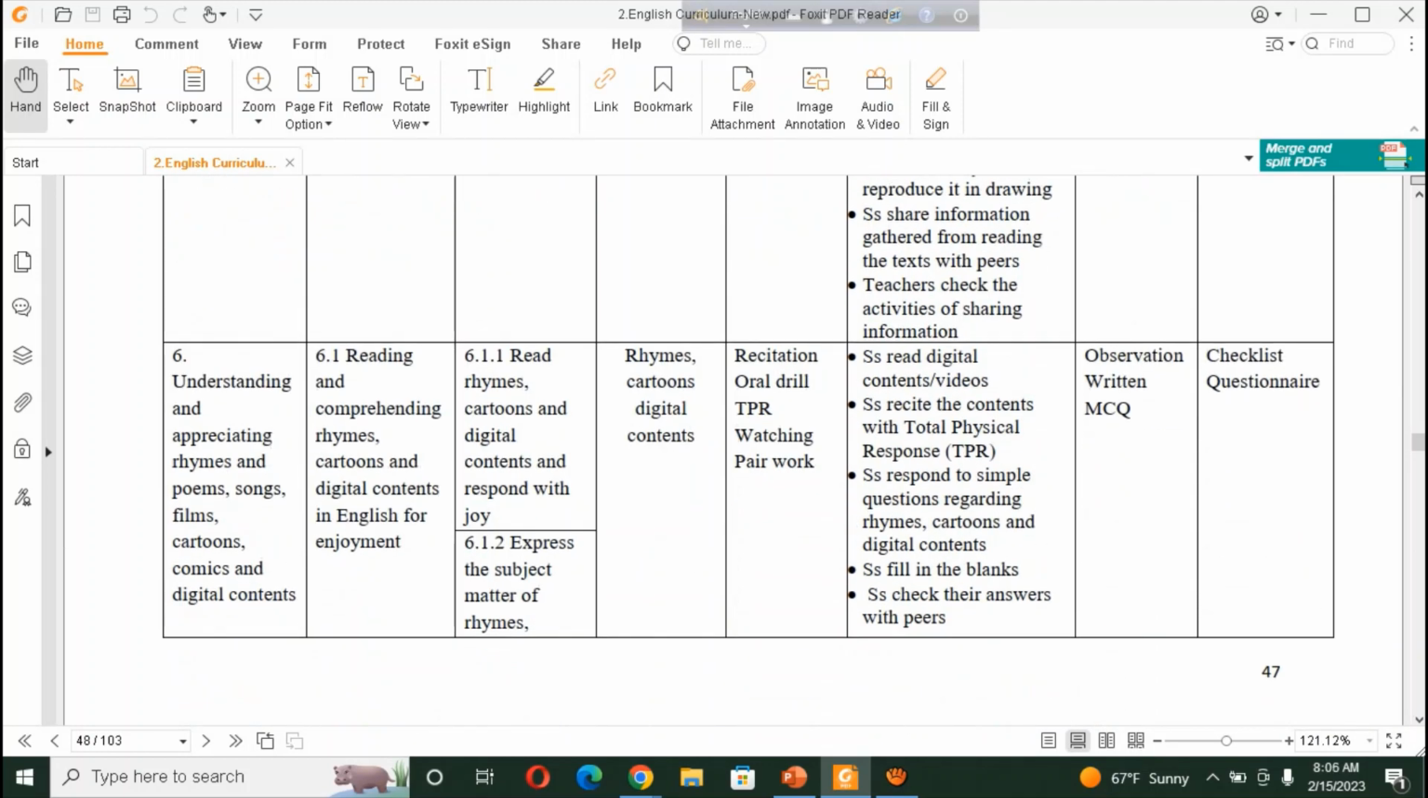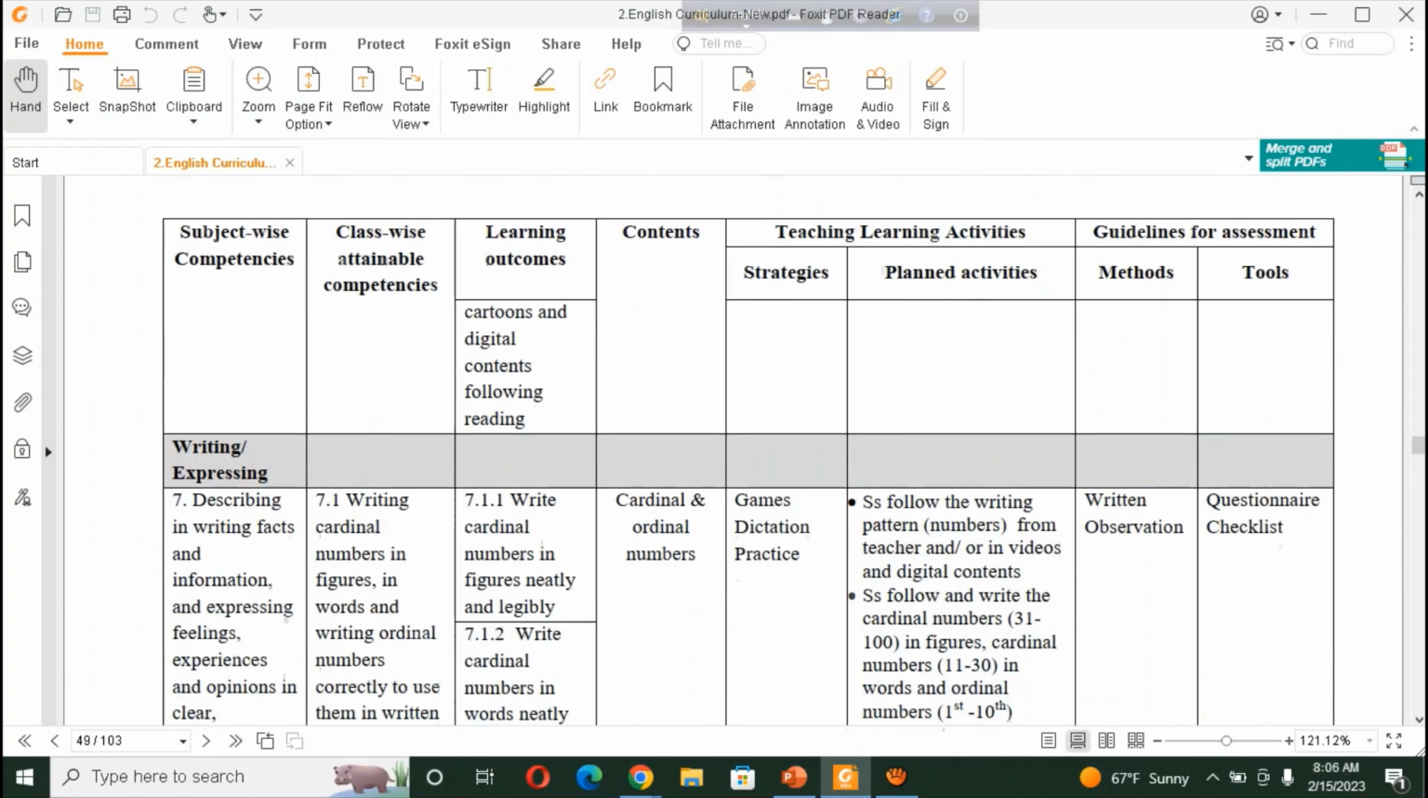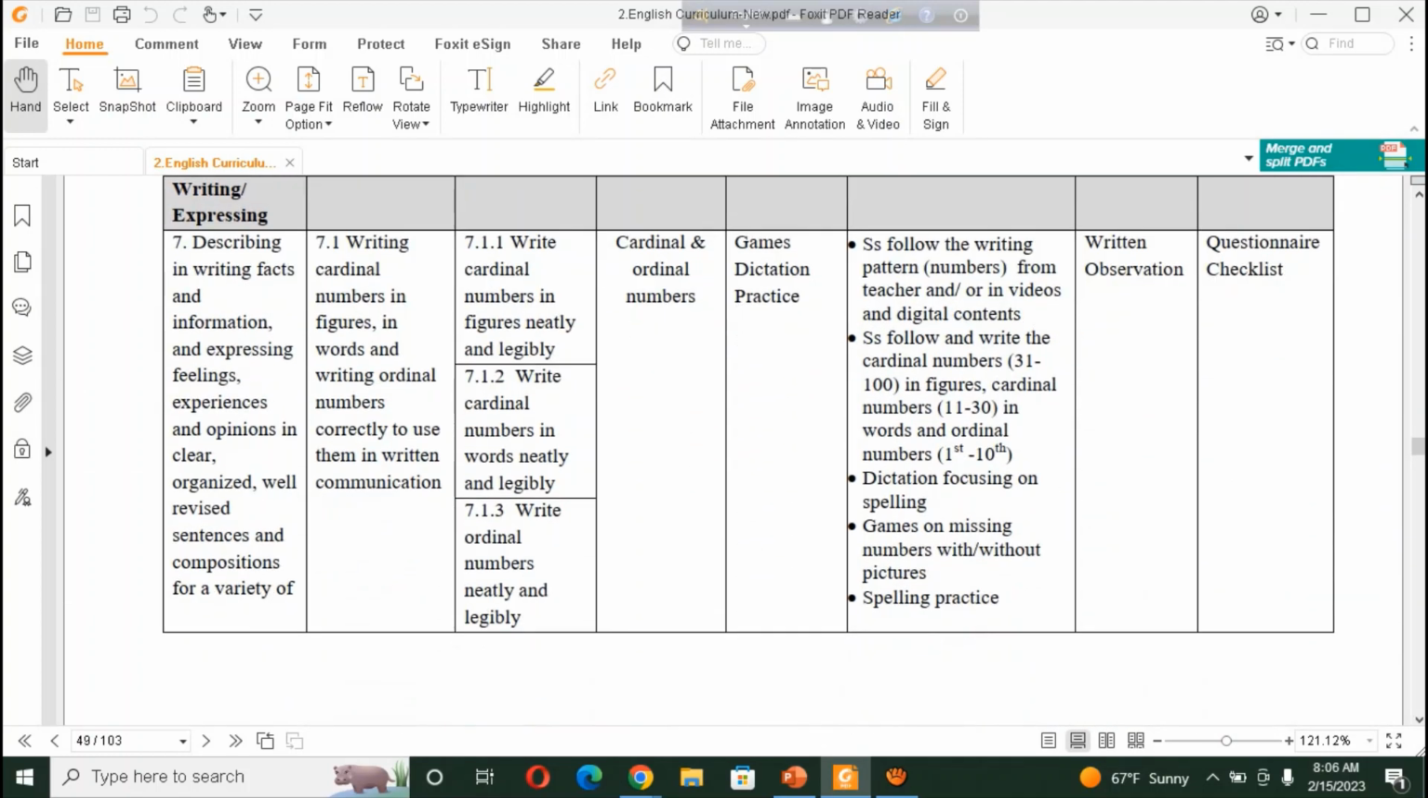6.1.1, read rhymes, cartoons, and digital contents and respond with joy. Okay. For writing, here are some skills.